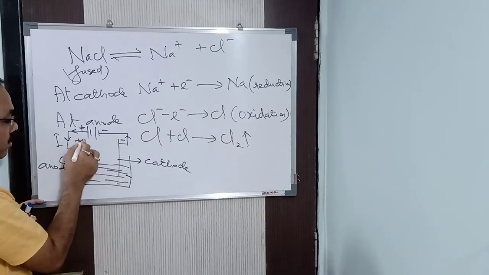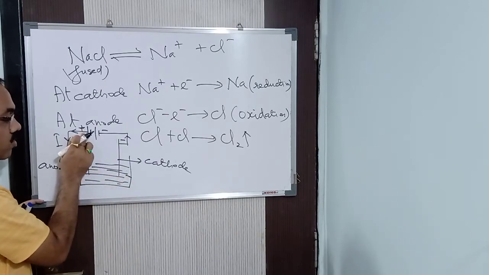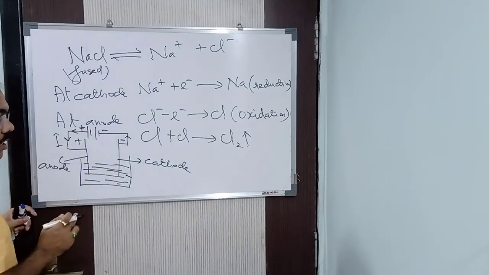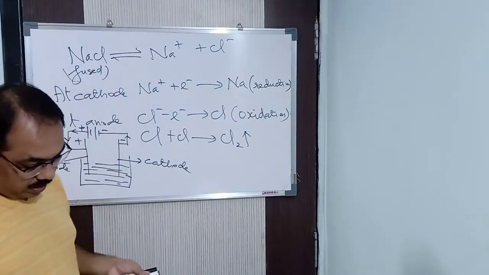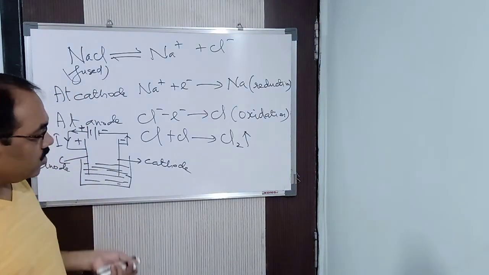Got it? Anode is the positive terminal because it is connected to the positive terminal of the battery, and cathode is the negative terminal, connected to the negative terminal of the battery. We can say that. Clear? You got the reactions. You came to know also where oxidation takes place and where reduction takes place.